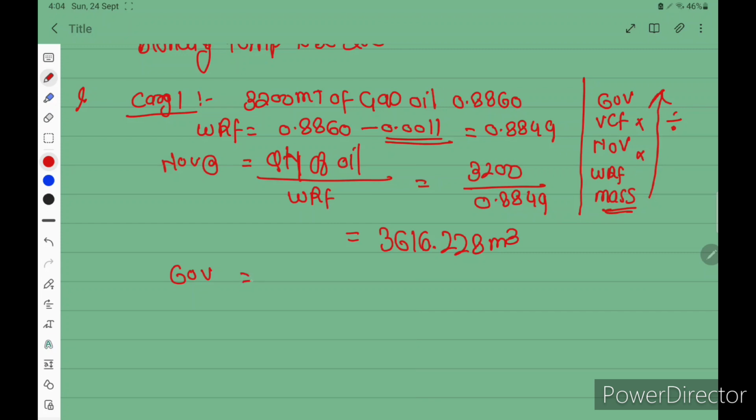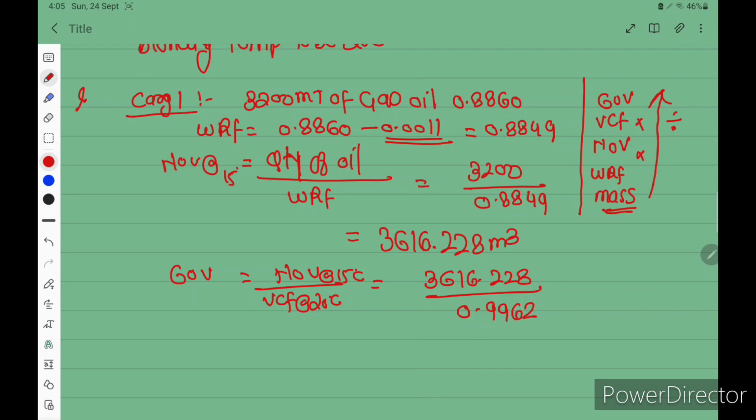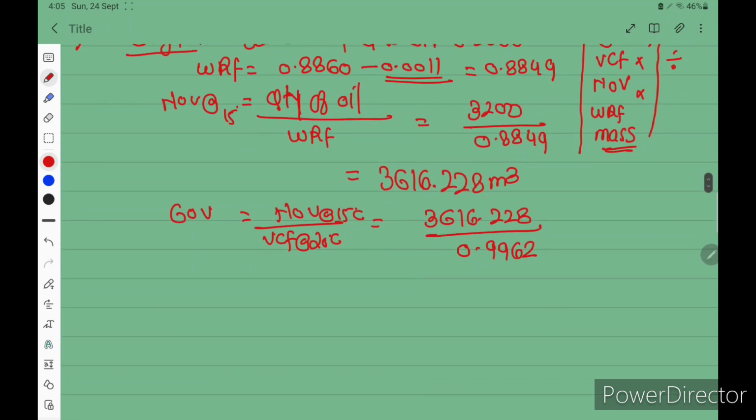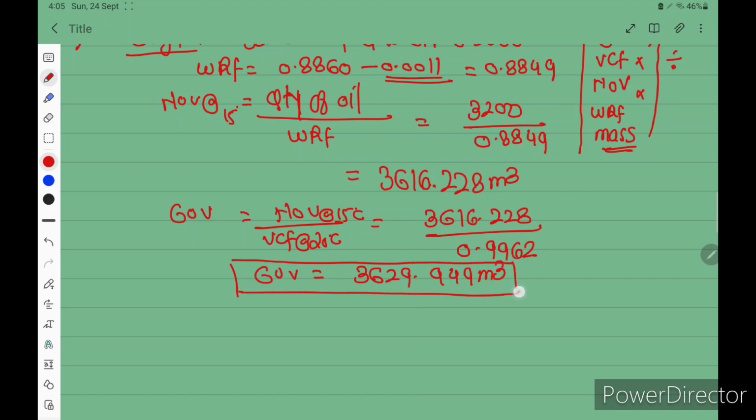Now GOV is equal to net observed volume divided by the volume correction factor at 20 degrees centigrade. This is at 15 degrees centigrade, now we have to convert to 20 degree. So 3616.228 divided by 0.9962. First we convert to 15 degree, and after that we change to 20 degree. So GOV at 20 degrees centigrade we get 3629.949 meter cube. Okay, this is first.